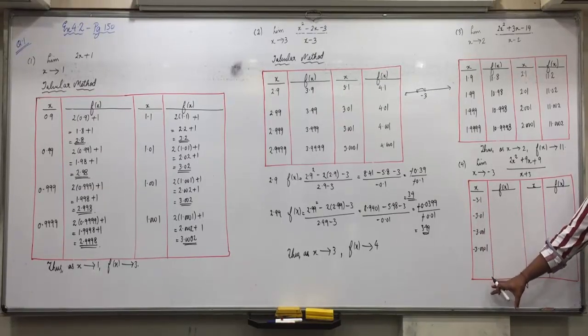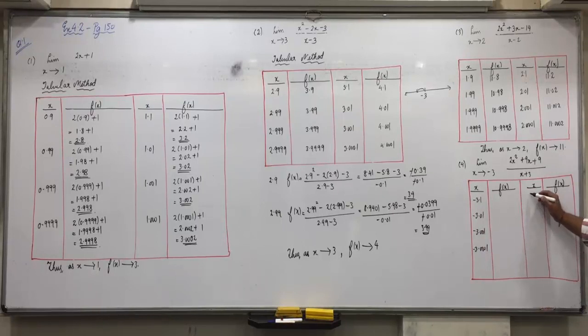Left side of the number line, these numbers will come. Right side of the number line, minus 2.9, minus 2.99999999999. Is everyone clear with it? Now here again, first two values I'm explaining to you, so understand it properly. Directly we are doing it in the calculator.